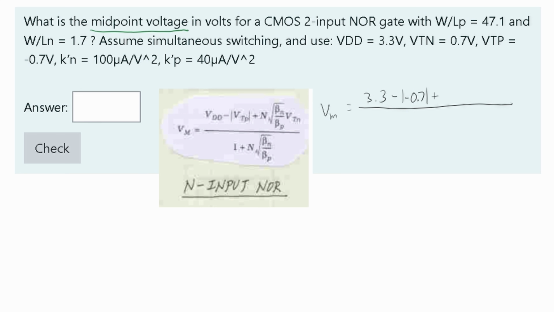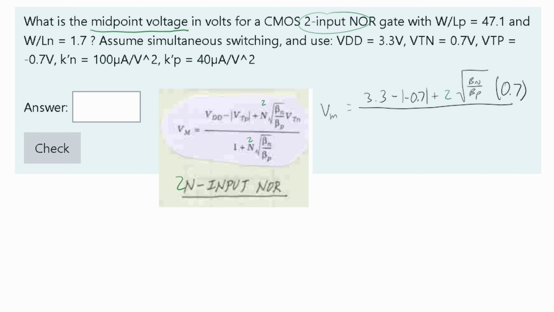Now, N is essentially how many inputs you have right here. So since we have 2, this is going to be a 2 input. So this is 2 and this is 2 for this problem. Make sure you're careful about which one you're using for your problem. So we have plus 2. Next, we have something pretty interesting. It's the square root of our beta N over our beta P, and then it's multiplied by our VTN, which for this problem is going to be 0.7. That's outside of our square root.